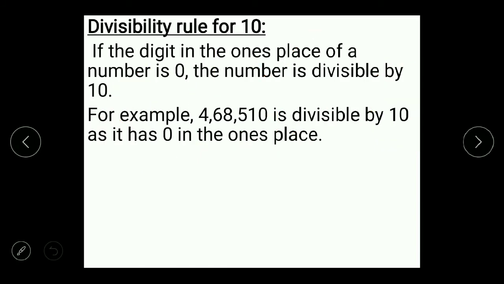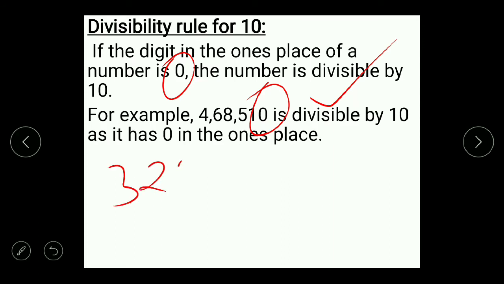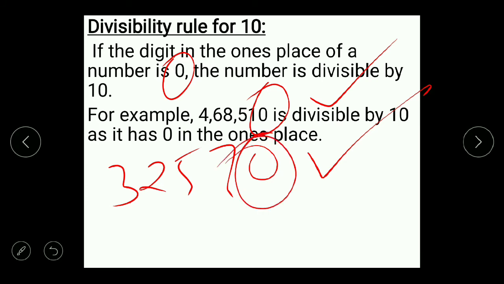Okay, next divisibility rule for 10. It is very simple. If the last digit is 0, then the number is divisible by 10. So look at this example, the last digit is 0, therefore it is divisible by 10. And next let us check another example. 32570. Is this number divisible by 10? Yes, because the last digit is 0. Okay, so it's very simple.